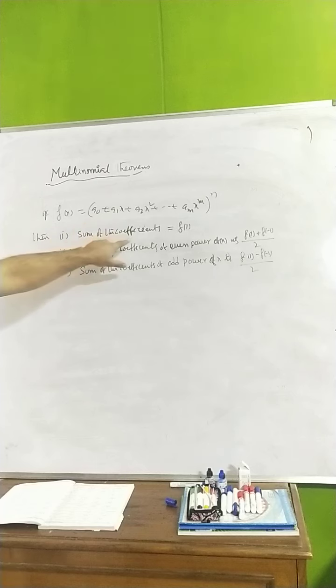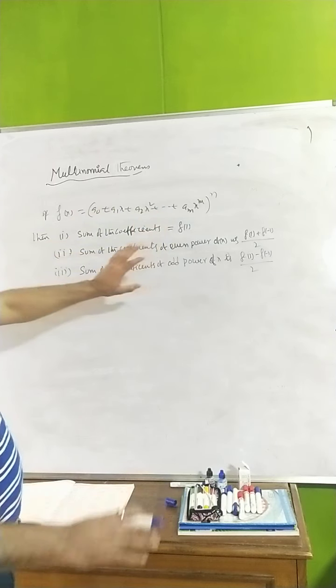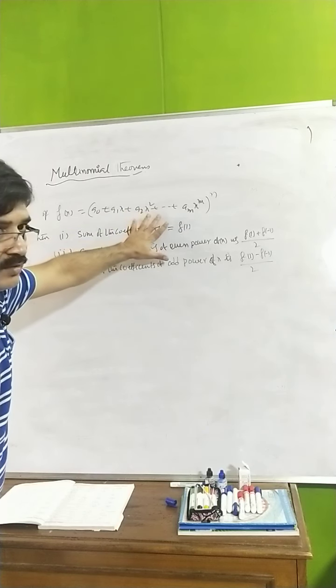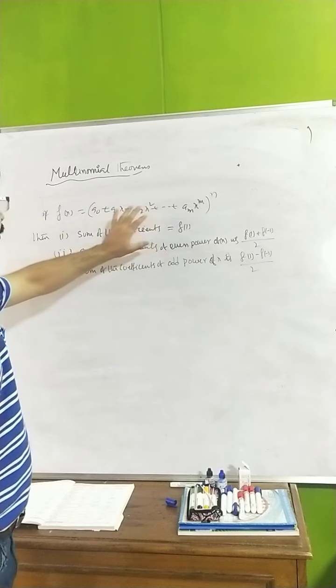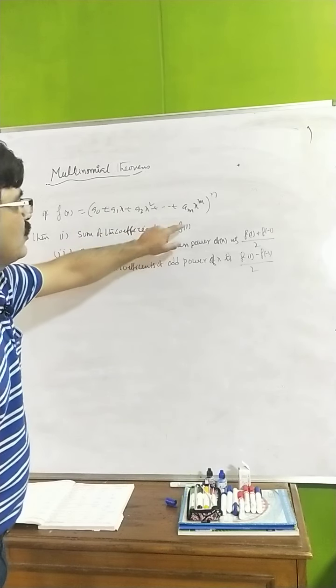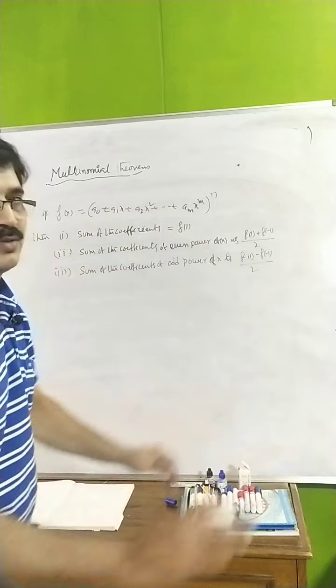Now the sum of the coefficients is, you see, it looks like that. Now if you want to find the sum of the coefficients for this multinomial, just substitute 1. Whatever you will get, that is your answer.